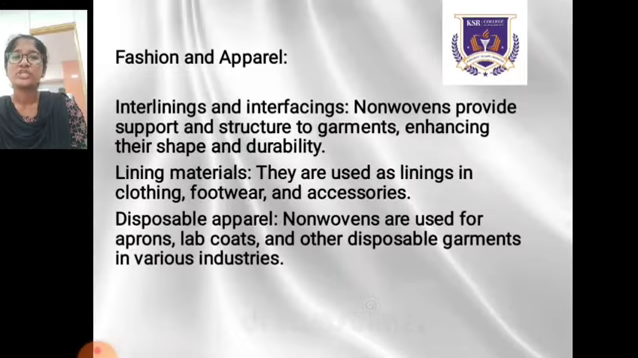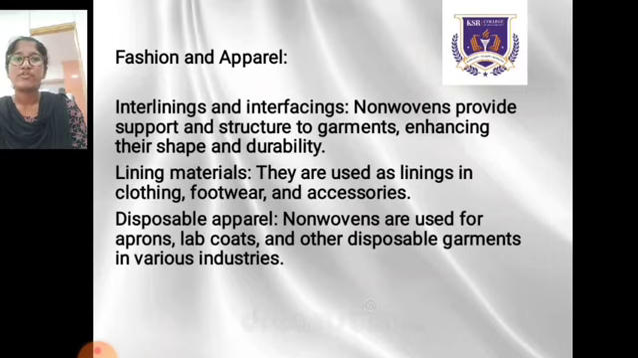Next, last, we see about fashion and apparel. What is fashion? Fashion is when a group of people accept a particular style; that is called fashion. The applications are interlining and interfacing, lining materials and disposable apparel. These are all the fashion and apparel applications of non-woven fabrics. First, we see about interlinings and interfacings.